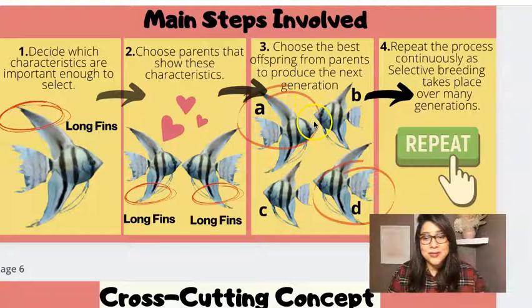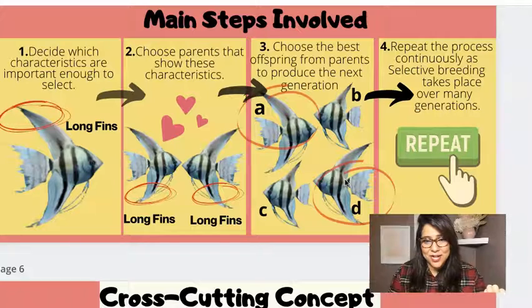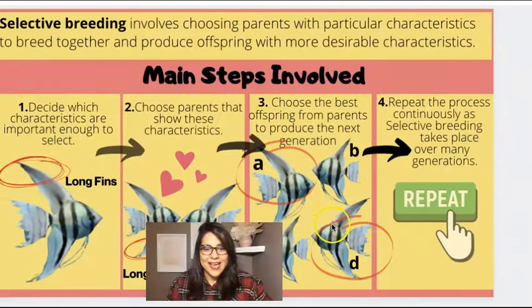There are going to be some offspring in our situation with long fins. And so we're going to purposefully choose those 2 with long fins, which in this case is A and D, to breed again. Because then it's going to increase our chances of having even more offspring in the next generation with long fins. And step 4 is repeating the process continuously, as selective breeding takes place over many generations.